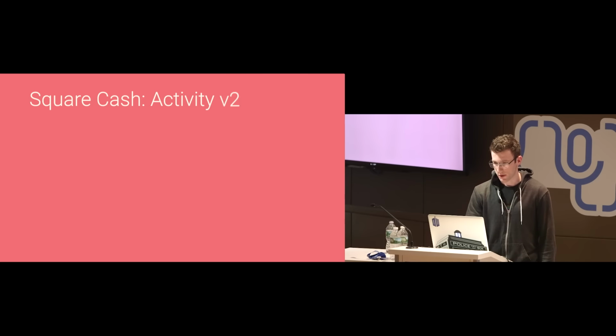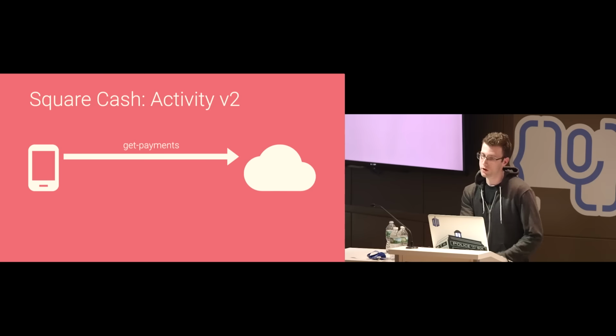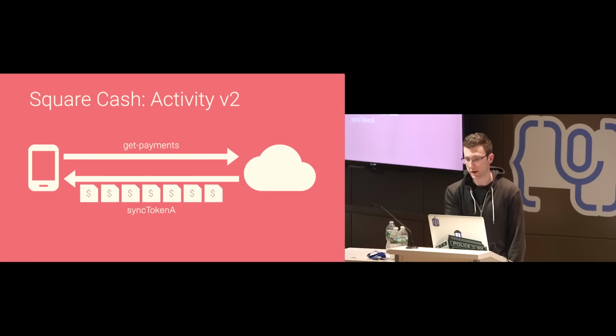So let's talk about version 2. The first part of this protocol is exactly the same. We call the server, say, give me my payments. The server says, all right, here's all your payments. However, this time, the server also provides a sync token, in this case, sync token A.